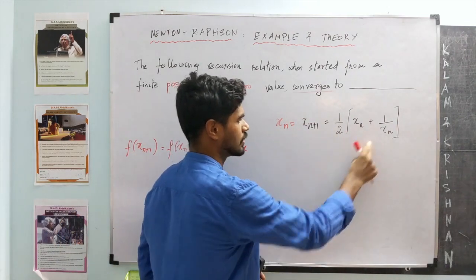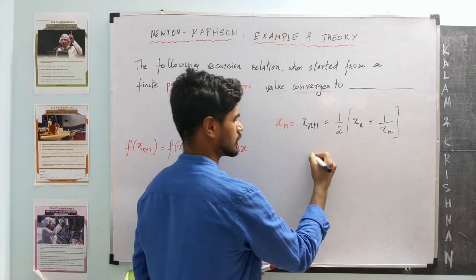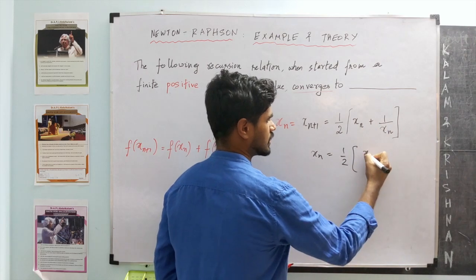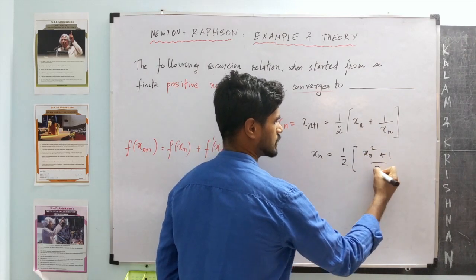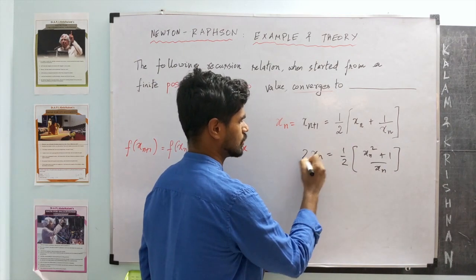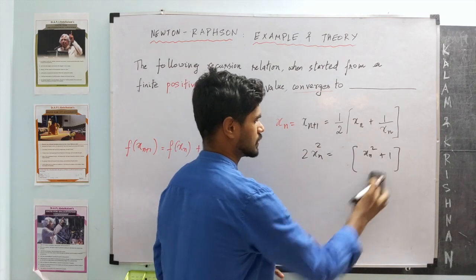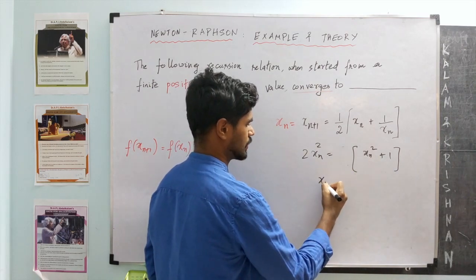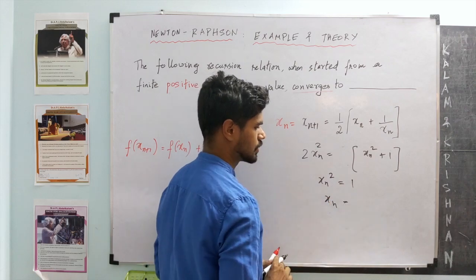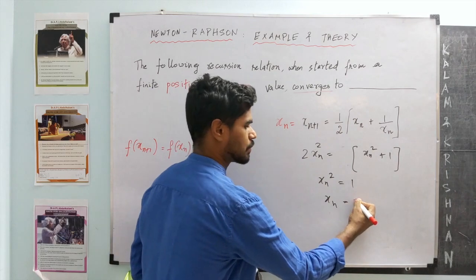So just solve this particular equation for x_n. Let's do that. x_n is half of x_n plus 1 by x_n. Let's take the 2 and x_n to this side: 2x_n squared equals x_n squared plus 1. This means x_n squared is 1, so x_n is plus or minus 1.